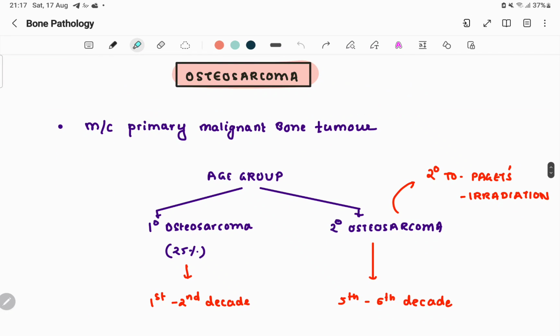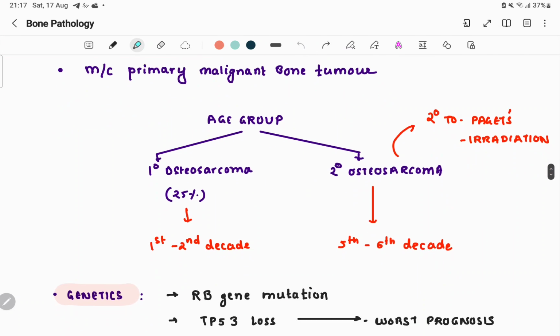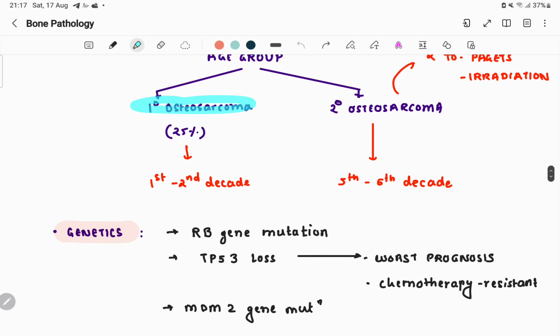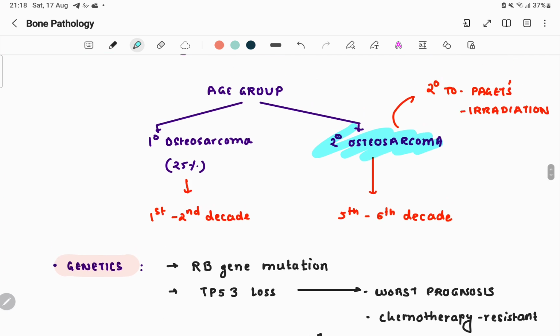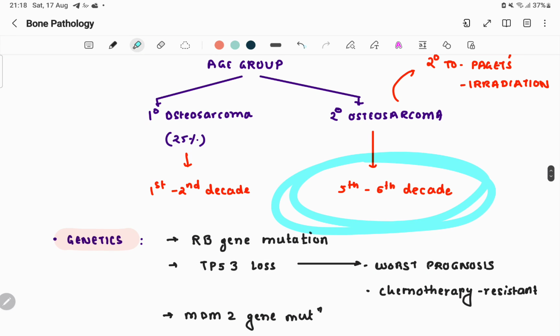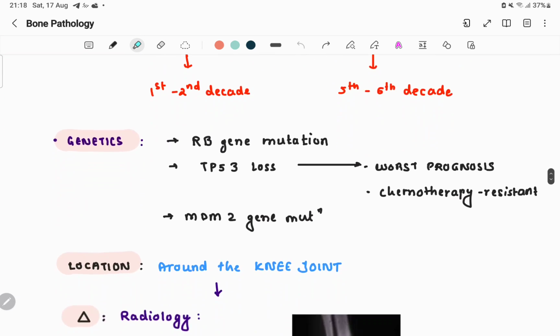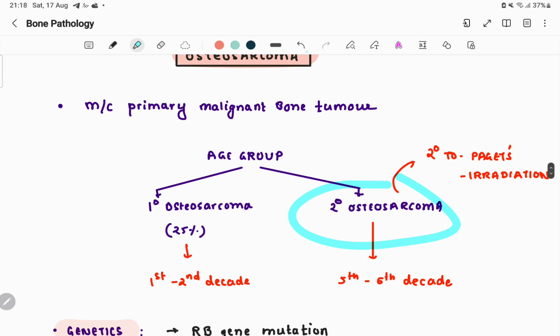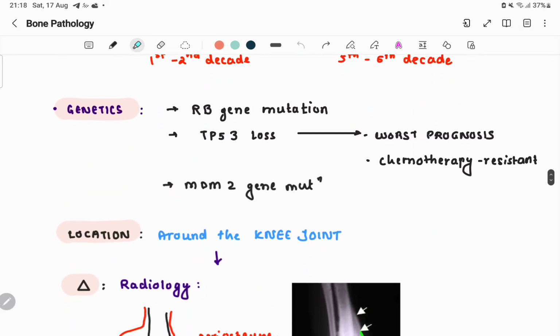Let's talk about osteosarcoma first. That's a malignant bone tumor. The most common primary malignant bone tumor is osteosarcoma. What are the age groups affected? Primary osteosarcoma, or maybe secondary osteosarcoma. Primary osteosarcoma, 25% affect in the first and second decade of life. Secondary osteosarcoma is secondary to disorders like Paget's disease of bone or irradiation. It appears late in life, that is the 5th to 6th decade, since secondary generally has a late presentation.